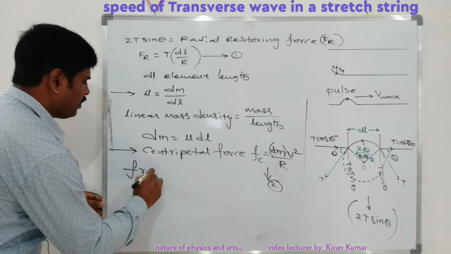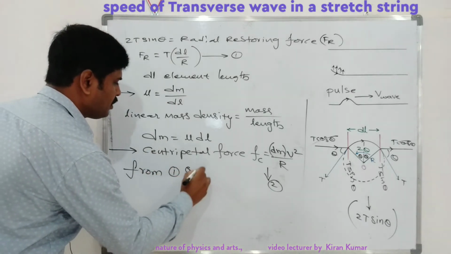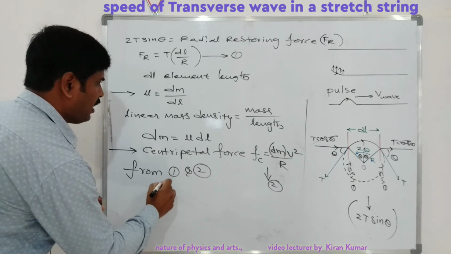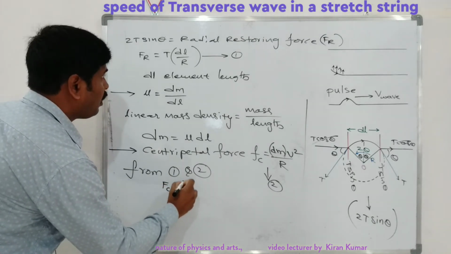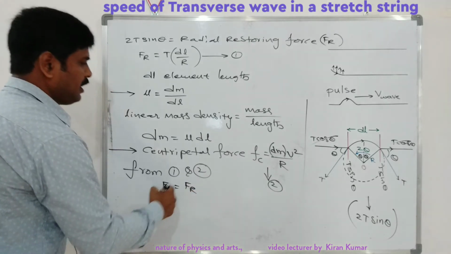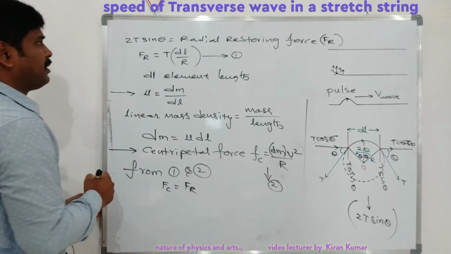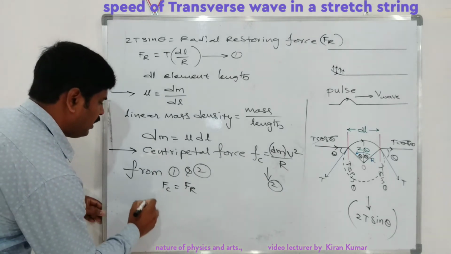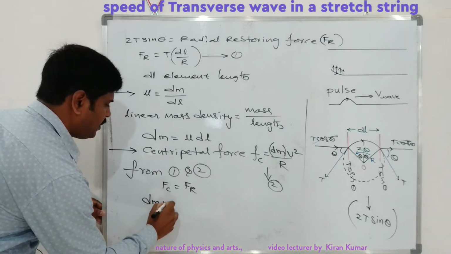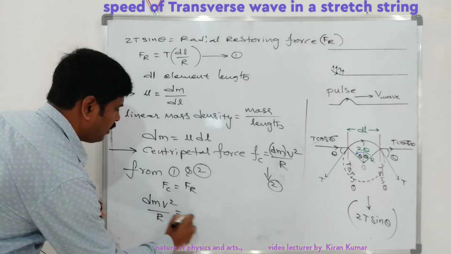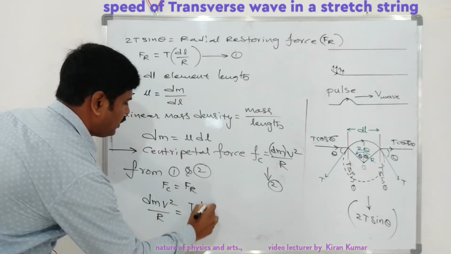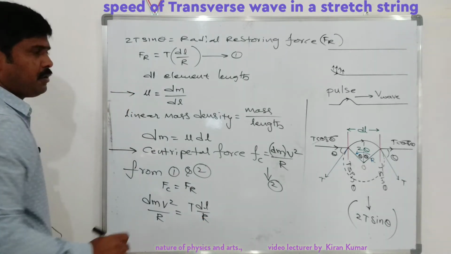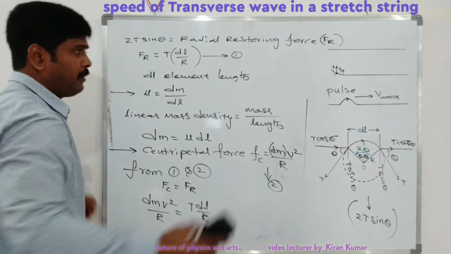Now from equations 1 and 2 we can write that the centripetal force Fc is equal to Fr, the radial restoring force. From this equation, dm v square divided by r is equal to T into dl divided by r. Okay, try to understand.